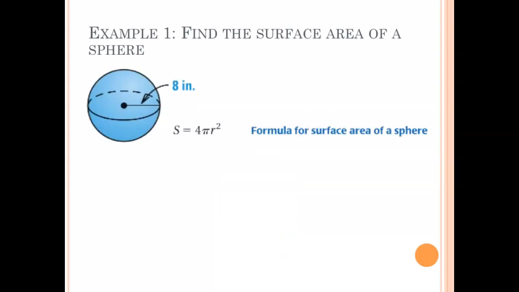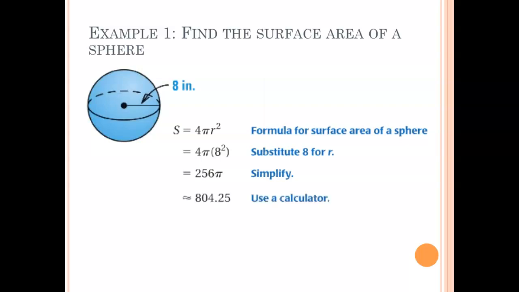Take a look at example 1. You're given a sphere of radius 8, and you're trying to find the surface area of the sphere. So this would be 4 pi times 8 squared, and that comes out to be 256 pi. Now that would be an exact answer. If you were asked for an approximation, you would say this is about 804.25 square inches.